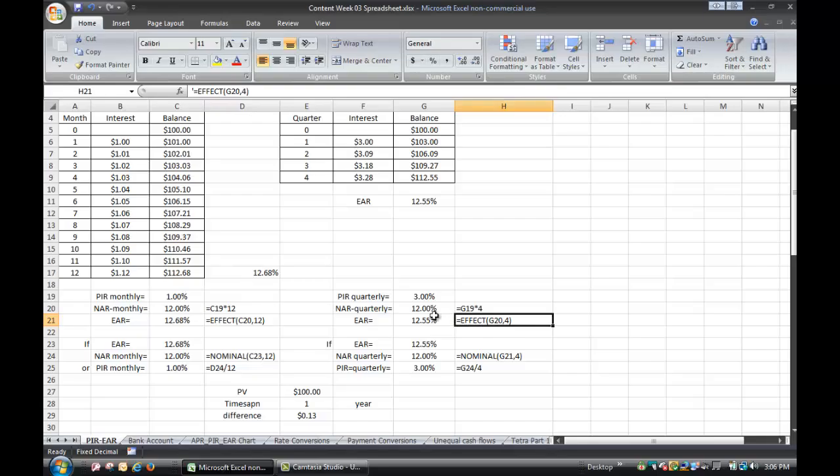In both cases with either 12 months or 4 quarters, and if you had weeks, you'd have 52. If you compounded weekly, it'd be 52. Semi-annually, it would be 2, and so forth.